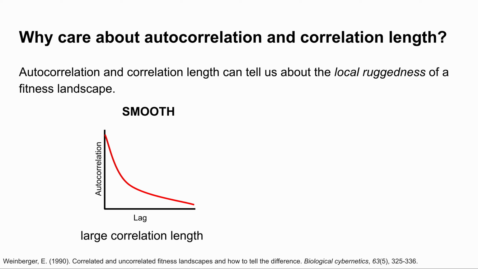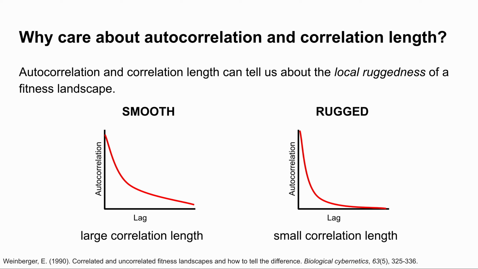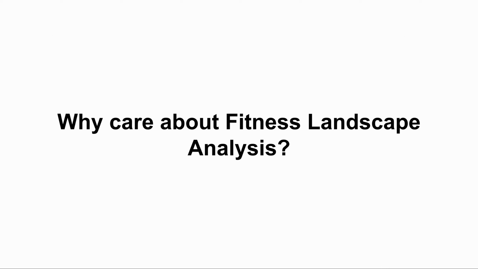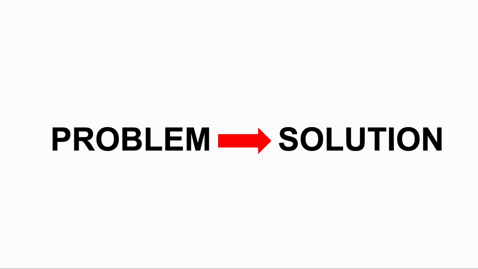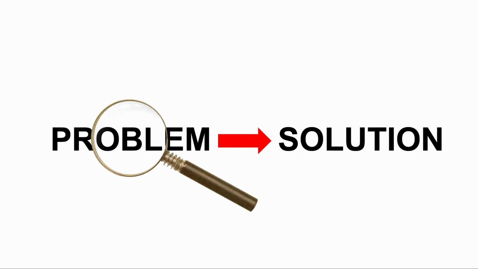On the other hand, an autocorrelation function that decays faster will have a small correlation length, indicating a locally rugged fitness landscape. So, I've told you about why you should care about each metric we've discussed in this video, but now I want to talk about why we should care about fitness landscape analysis as a whole concept. When we have a problem, it's really tempting to jump straight to a solution. What fitness landscape analysis does is that it lets us get a better understanding of the problem, which we can then use to craft a better solution. Also, I personally think it's inherently interesting, even if we don't end up creating a solution.